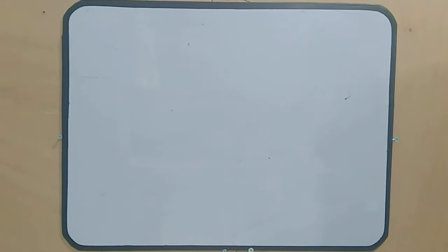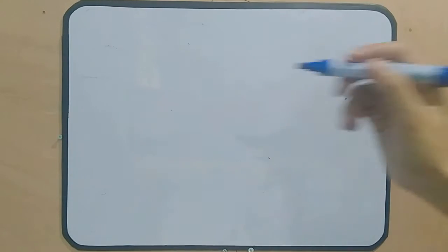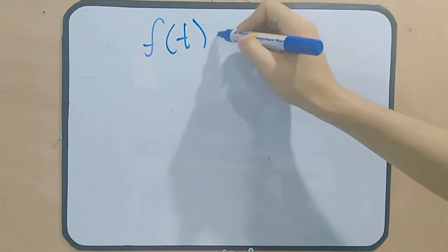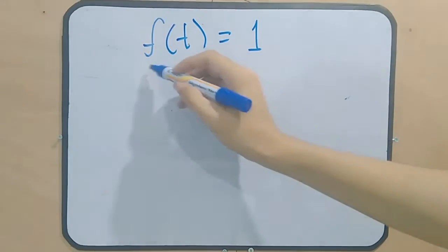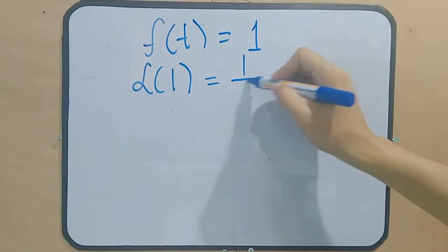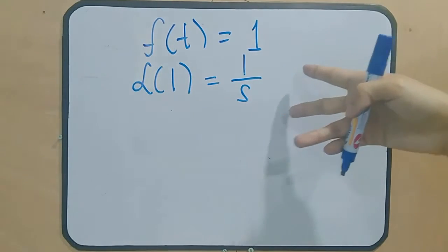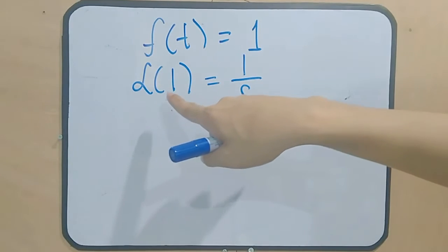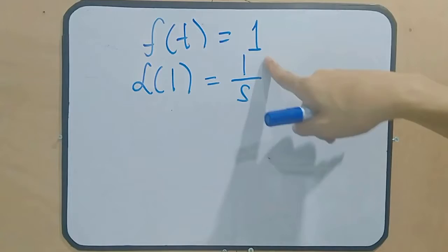So, from the table, guys, makita natin that the Laplace transform, if your function of t, you have here function of t is 1. So, ang Laplace transform ng 1 is 1 over s. Now, paano nangyari yun, guys? So, let's try deriving this formula. Okay? Let's prove na ang Laplace transform ng 1 is equal to 1 over s.